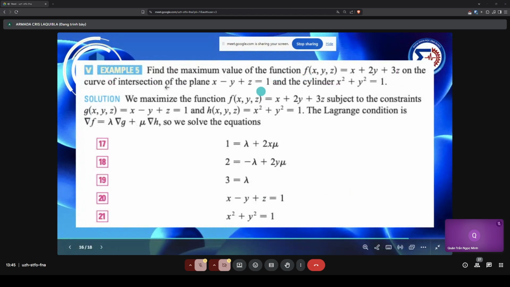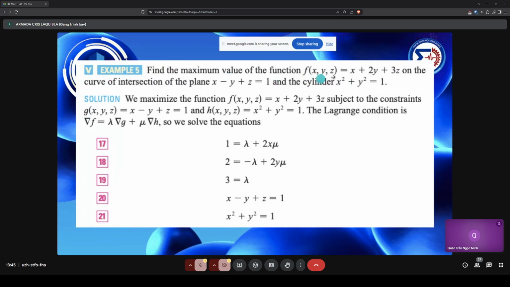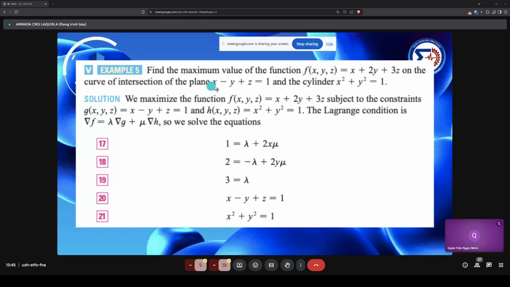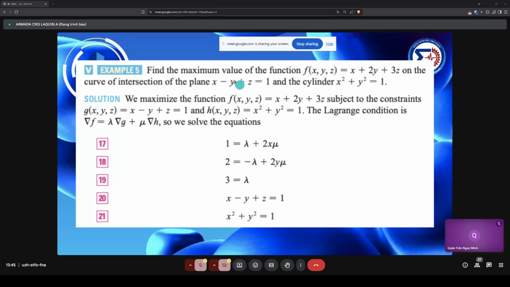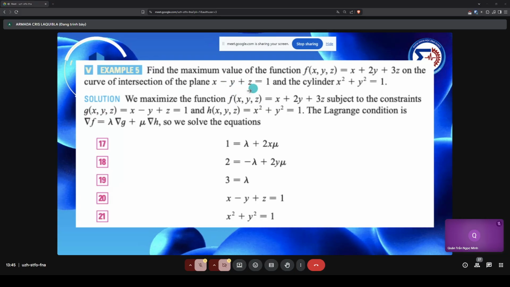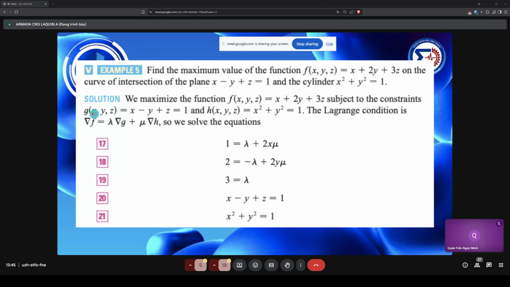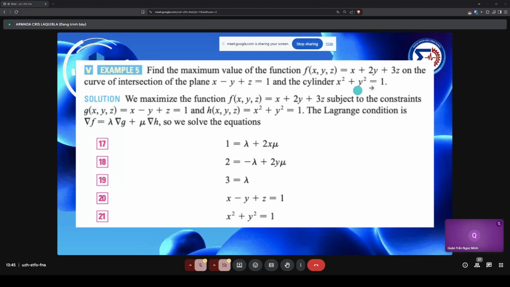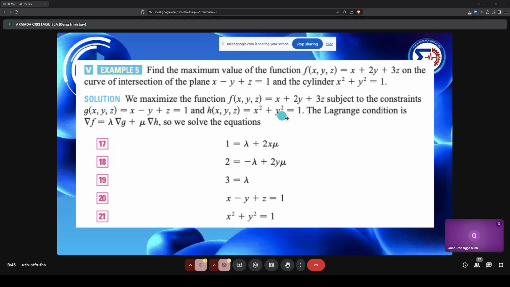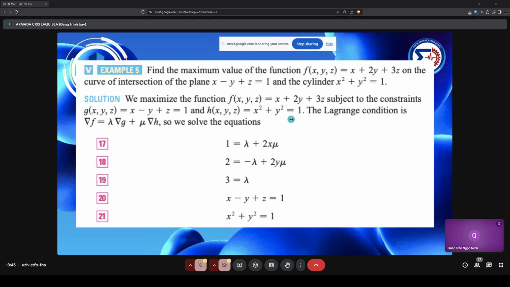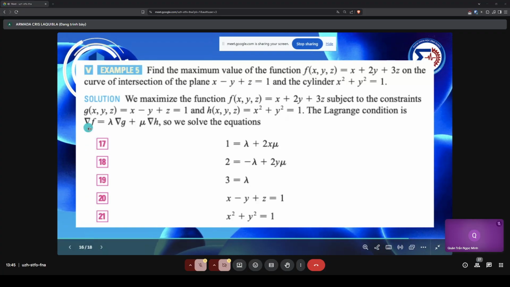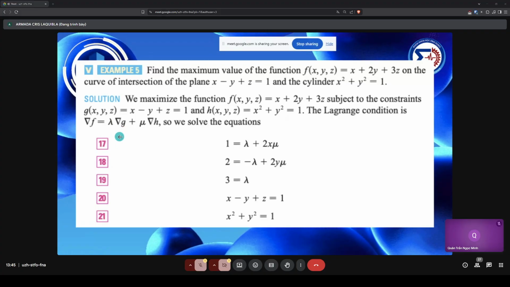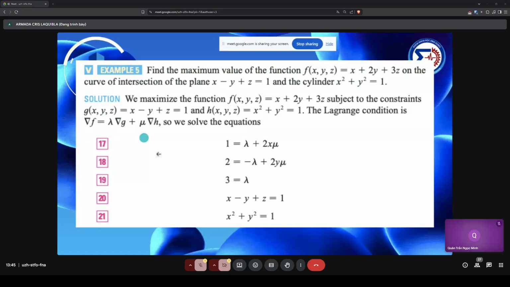So we have this example: the maximum value of this function on the curve of the intersection of this plane and this cylinder. So this one, class, is now your g of xyz, and then the cylinder is your h of xyz. Now we solve the Lagrange condition. This one, del f is equal to lambda del g plus mu del h.